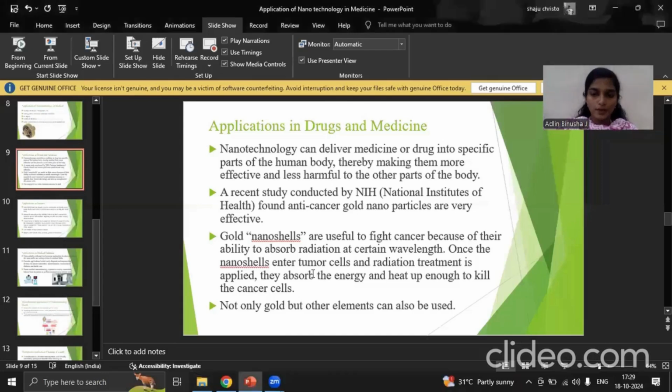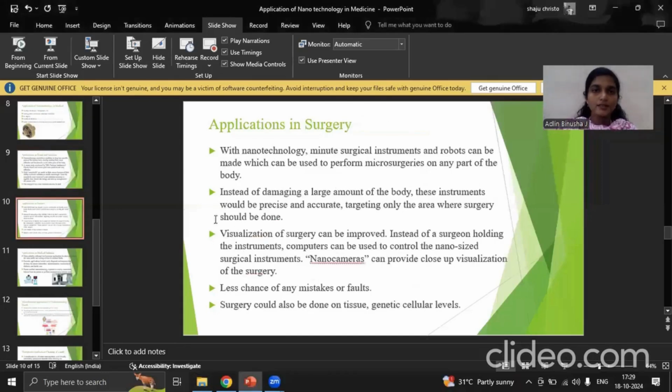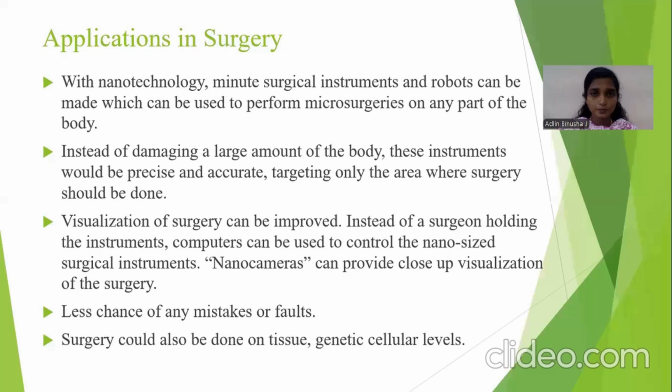Hope you have understood that drug delivery. Next, we are moving into application in surgery. With nanotechnology, minute surgical instruments and robots can be made which are useful to perform microsurgery on any part of the body. Instead of damaging a large amount of the body, these instruments will be precise and accurate, targeting only the area where surgery should be done.